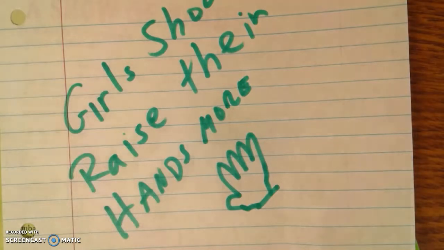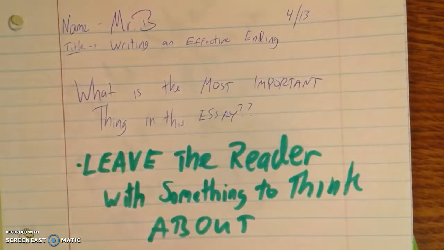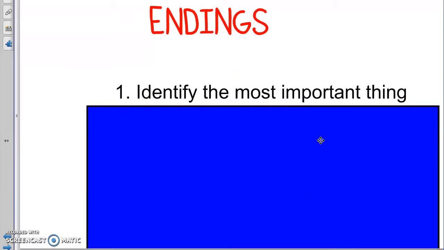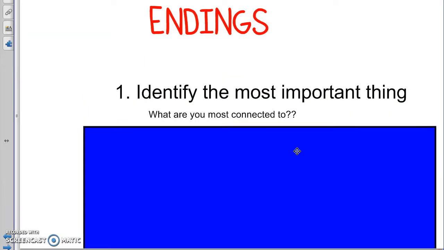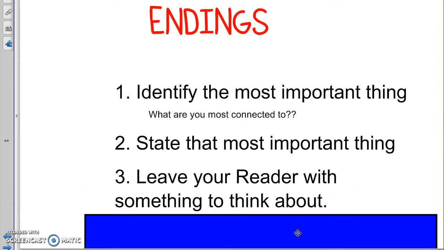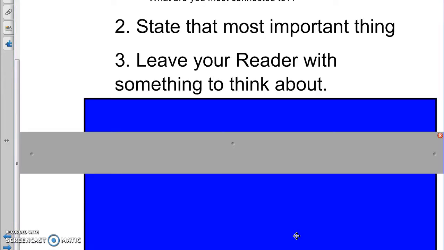All right, what does that mean? Well, why do we look at the most important thing in an essay? Because we want to leave the reader with something to think about, all right? So when you're writing an ending, you want to identify the most important thing. What are you most connected to in your essay? You want to state the most important thing in your ending, and you want to leave your reader with something to think about. Let's look how they did that in this essay.